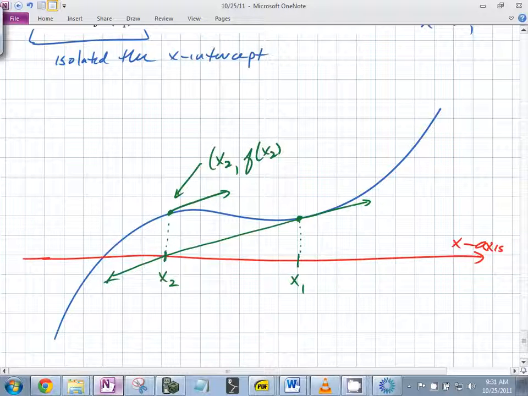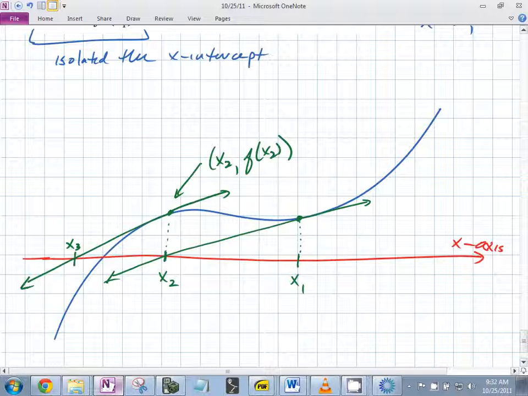And what are we going to do? We're going to bring this back all the way to the x-intercept. And what is that x-intercept going to be? We're calling that x3. Once we get to x3, what are we going to do? We're going to do exactly what you just did.